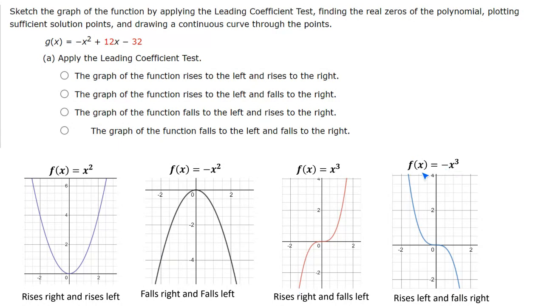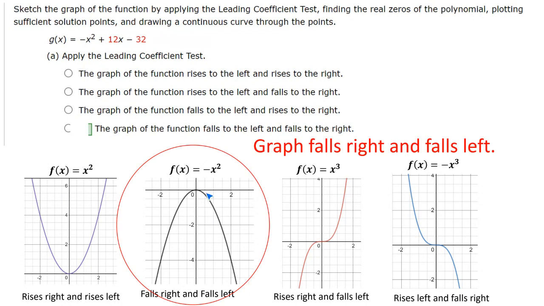And if it's a negative leading coefficient, it's going to rise to the left and fall to the right. So if we look at our example, we have an even degree. So it's going to either be the behavior like this one or this one. And then it has a negative leading coefficient. So now we're looking at this behavior here. Okay, so we can say that our graph is going to fall right and it's going to fall left.